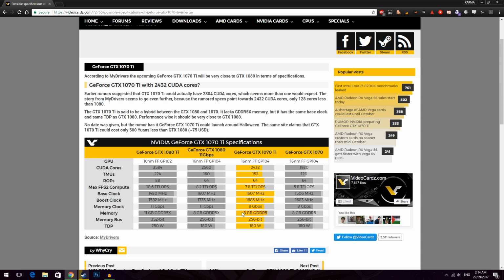Now, it says no date was given, but the rumor has it that it could launch around Halloween. The same site claims that the 1070 Ti could only cost 500 yuan, which is Chinese money, less than the GTX 1080, and VideoCardz has calculated that to about 75 USD. So essentially you're getting a 1080, just a little bit gimped.